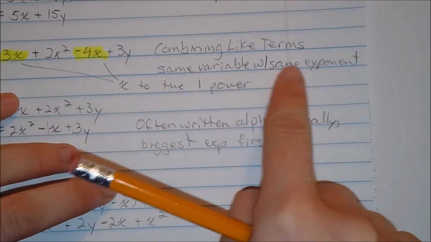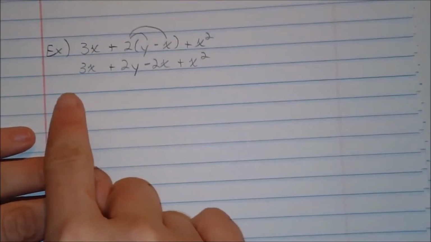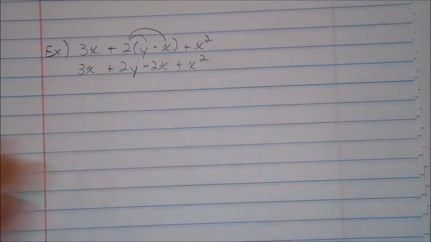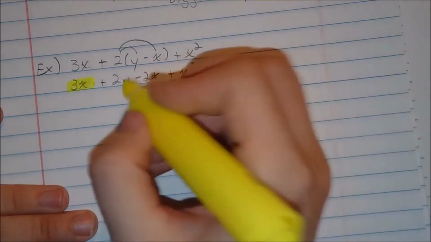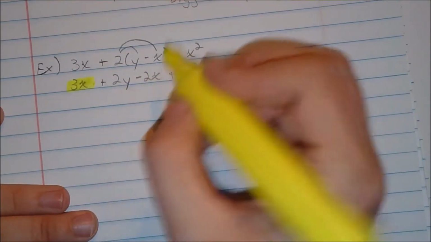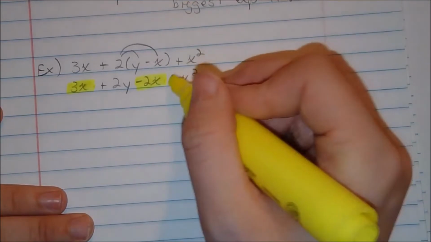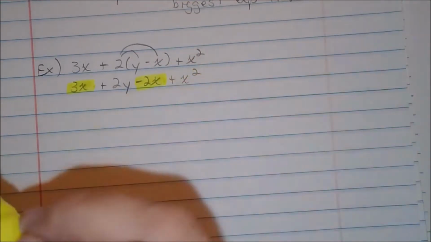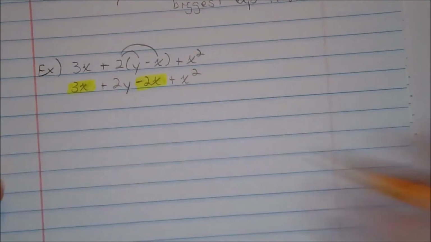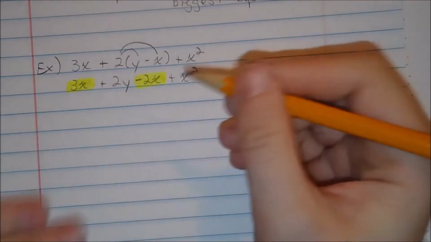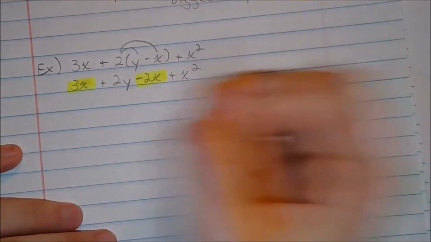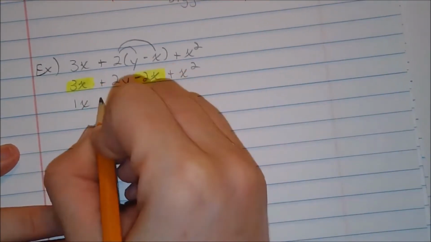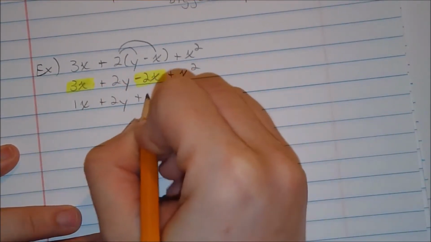So I am looking for the same variable with the same exponent. So same variable, okay, so here's 3x. 2y is not the same variable, 2x is. And then x squared is the same variable but not the same exponent. So those are not like terms. So I can combine these. So I have 3x minus 2x, that's just 1x. And then plus 2y plus x squared.